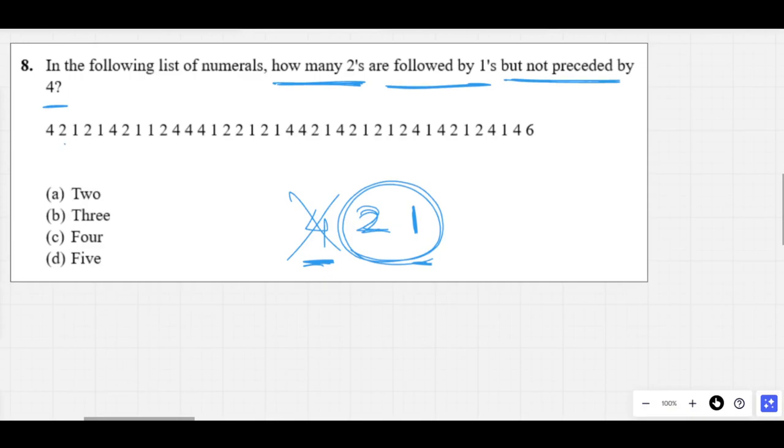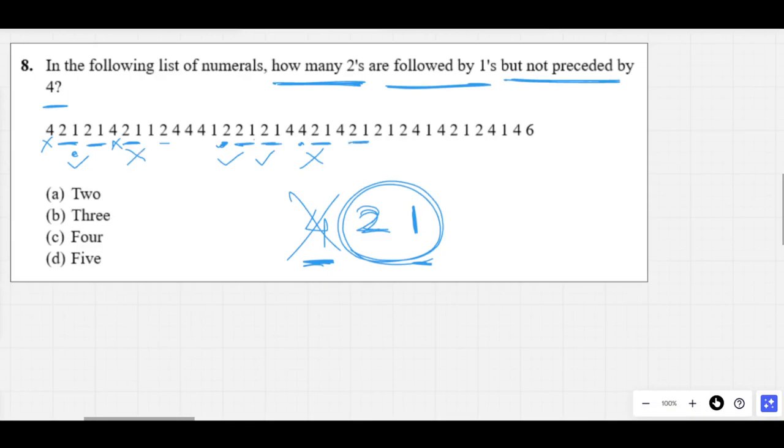Let's find out. There's a 2 1 but a 4 here, so not counted. There's a 2 1, there's a 1 before this, so this is counted. 2 1 not counted because there's a 4 before. We have a 2 here but there is no 1. We have to find 2 1s basically. Here it is 2 1 counted, another 2 1 which is preceded by 1, this is counted. We have a 2 1 here but there is a 4 here, so this is not counted.